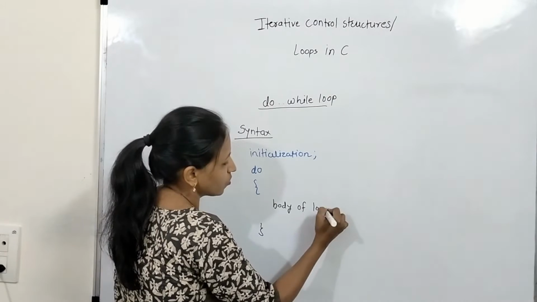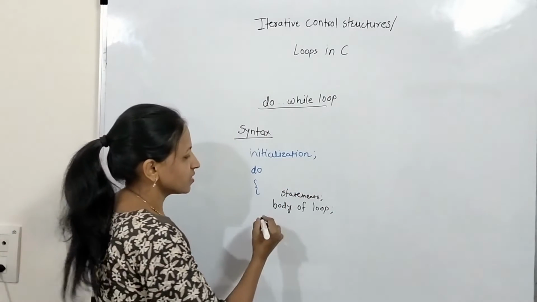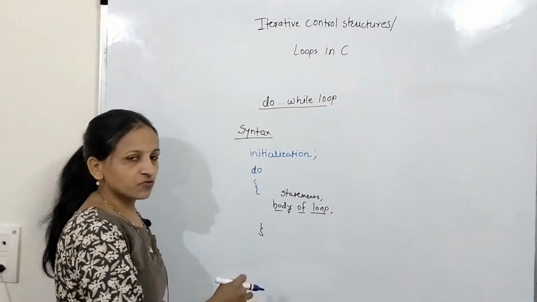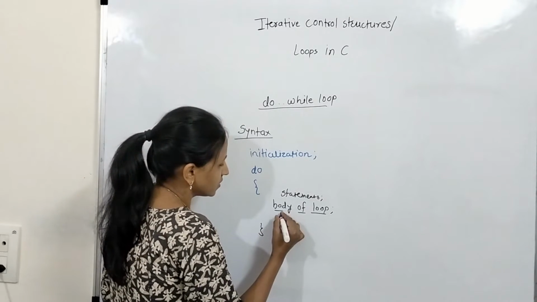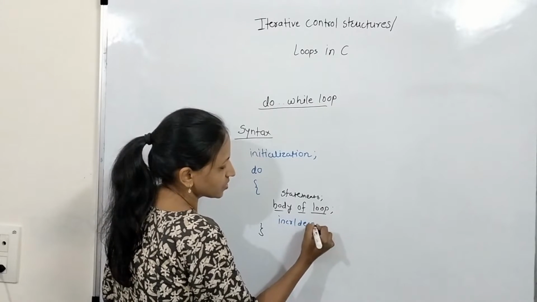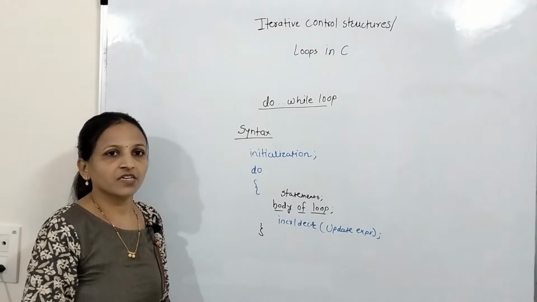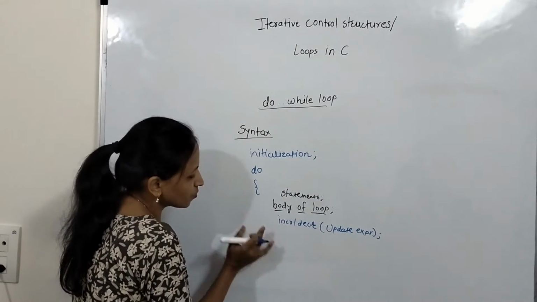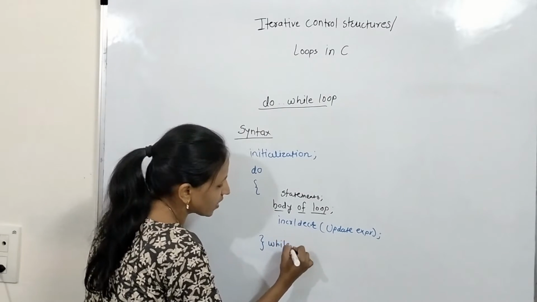Now here, body of loop means what? Any number of statements you can write here. This is nothing but the body of the loop. Then after writing the statements you want to repeat again and again, we have to write increment or decrement, that is nothing but the update expression. This update expression is used to modify the value of the counter variable. Next, after this closing brace we have to write the while keyword.